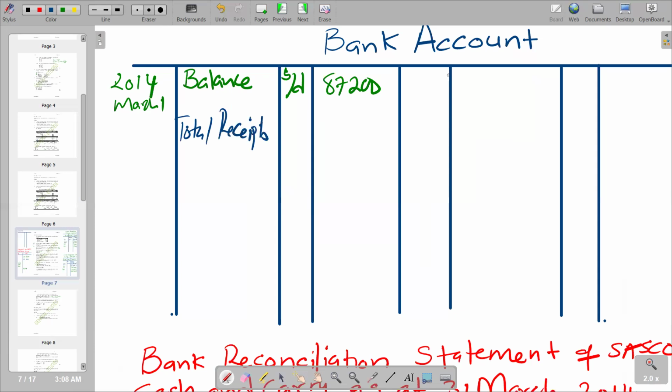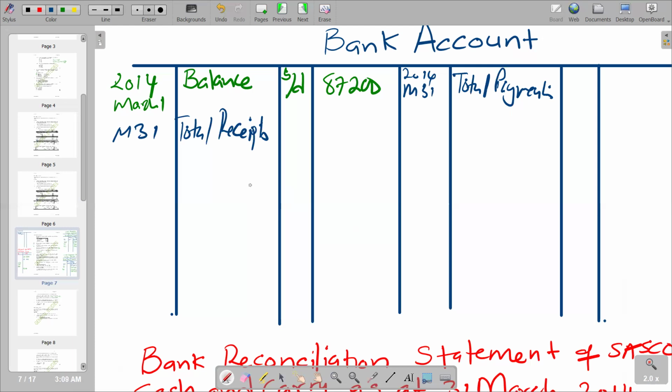And then total payments should come on the credit. Total payments. And then obviously this is March 31, 2014. March 31, and then this one is March 31 again. So what we are going to do is for total payments, the total that we got there.